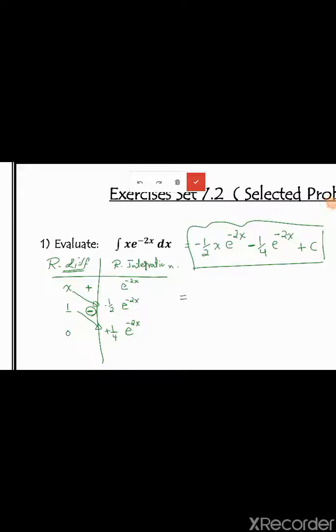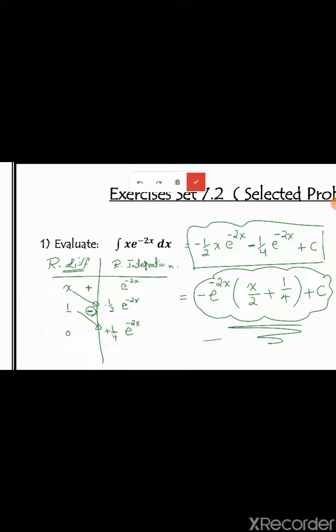Sure, guys, in this step we can write my answer by taking negative e to the power of negative 2x as a common factor, and then in this case we have x over 2 plus, because we took negative as a common factor, plus 1 over 4, and this all plus c, which is the constant of the integration. So you will find your answer like this, inshallah, in the PDF we're gonna send to you at the end of this week.